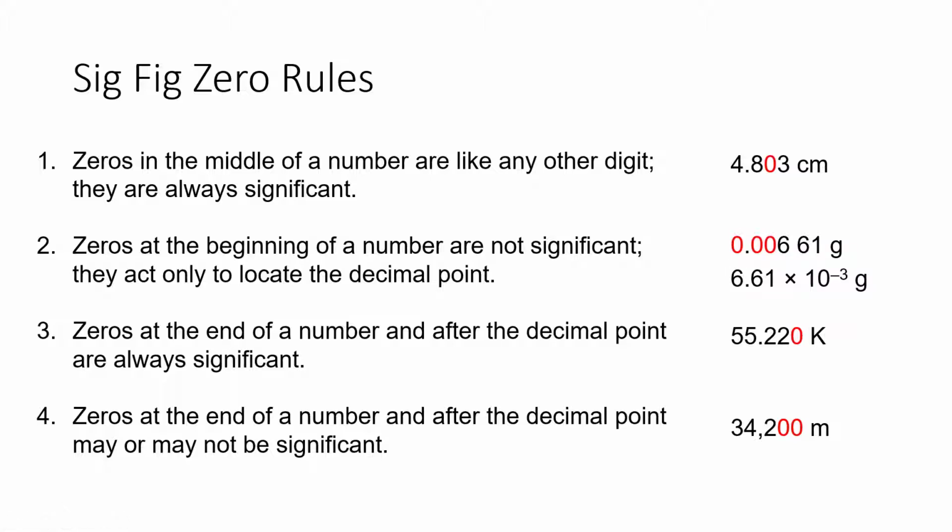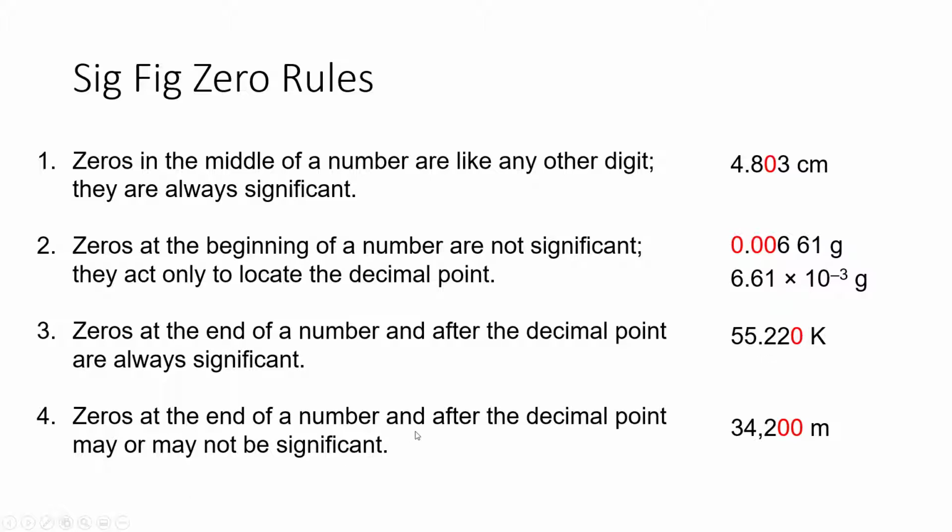The way that we can tell that is if we rewrote this number using scientific notation, we do not include those leading zeros. Three, zeros at the end of a number and after a decimal point are always significant. These are what are called trailing zeros, and these trailing zeros here are significant. That is a zero after a decimal point.